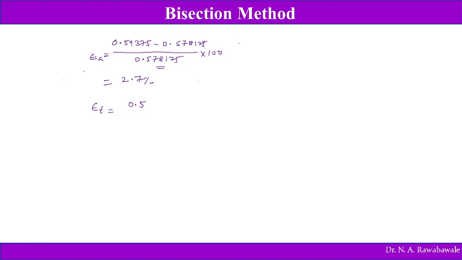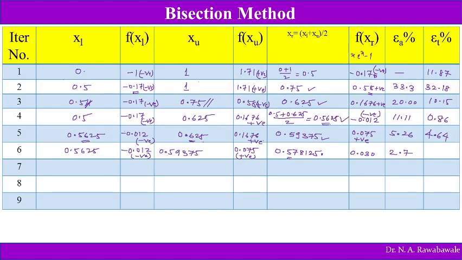Revised approximation 0.578125 minus 0.567382812, divided by 0.567382812, the function value, into 100. So this gives us the true value of the function, the true error, as 1.89%.